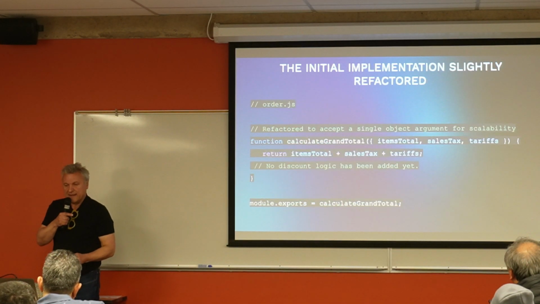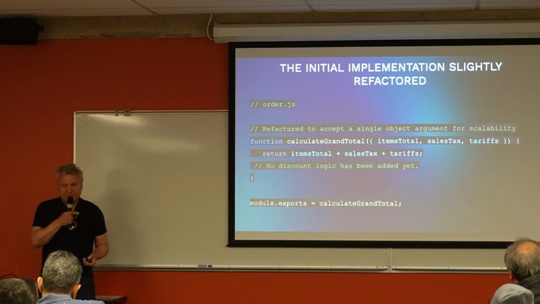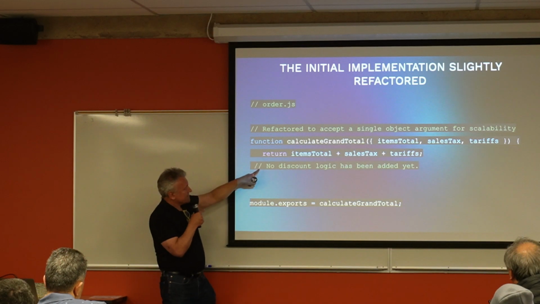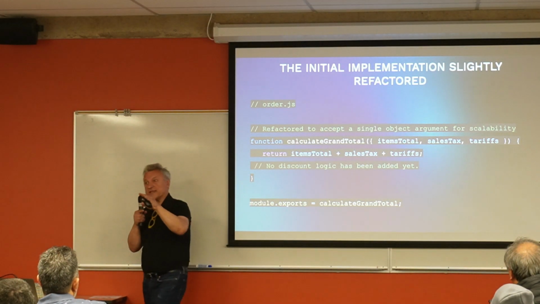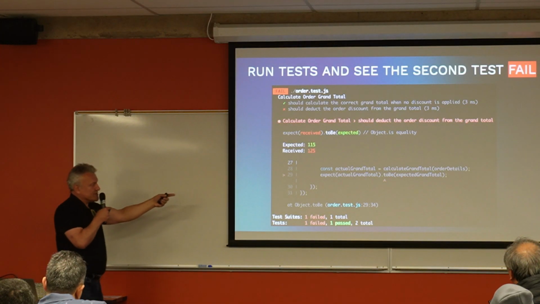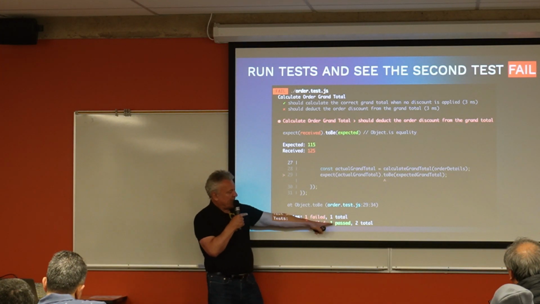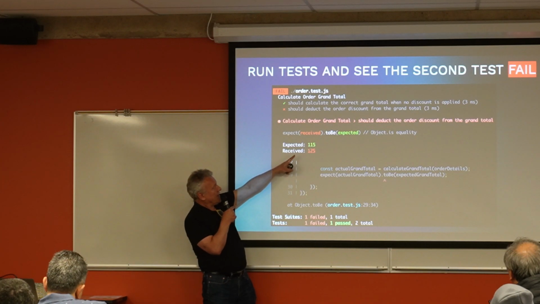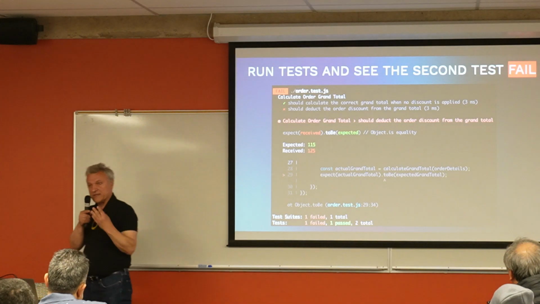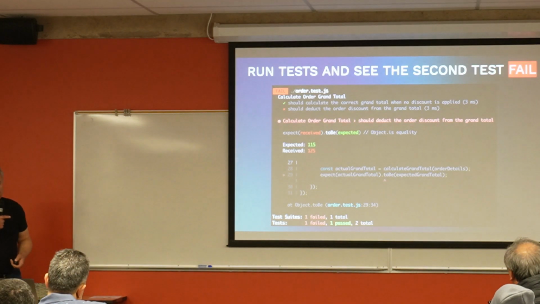And then I look at the initial implementation, slightly refactored, but still no discount logic. So we're taking tiny steps, patient. We run tests, and now we see that one passed, one failed. The one that failed was expecting 115, it got still 125. So still, we have a broken system.